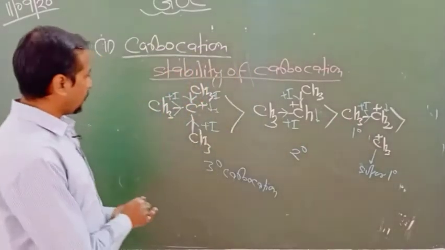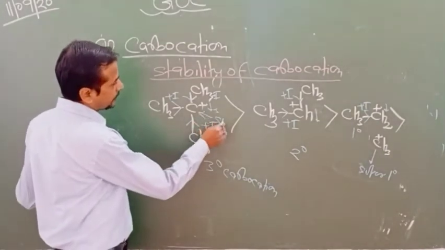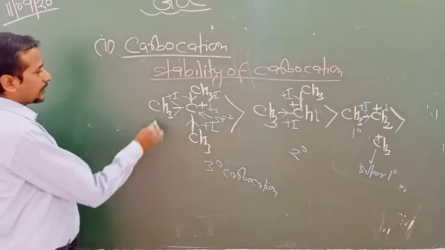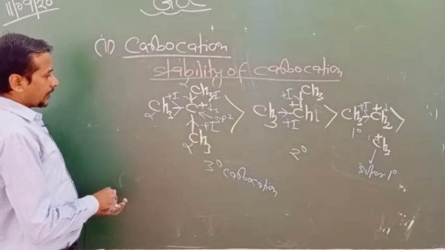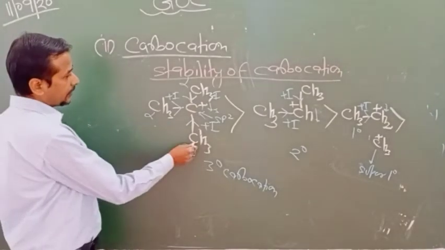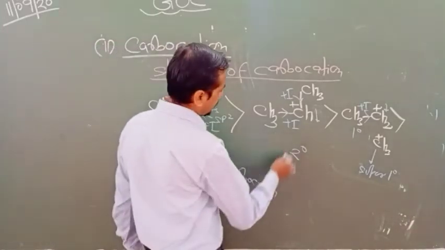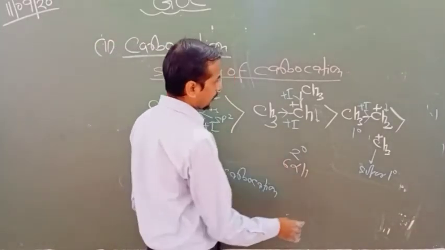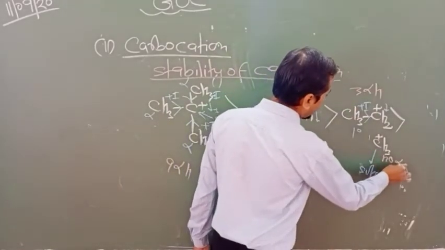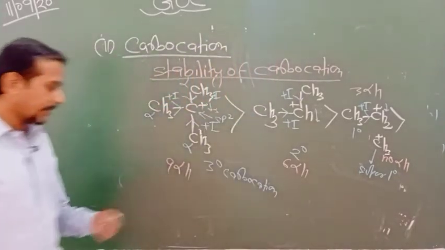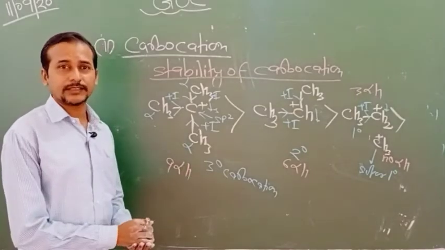Now by applying hyperconjugation, look again: this sp2 carbon is attached to alpha carbons. The alpha carbons having 3H, 3H, 3H, so this has 9 alpha H, this has 6 alpha H, similarly this has 3 alpha H, and this has no alpha H. So the more the number of alpha H, the more stable the carbocation. By this way you can find the stability of carbocations.